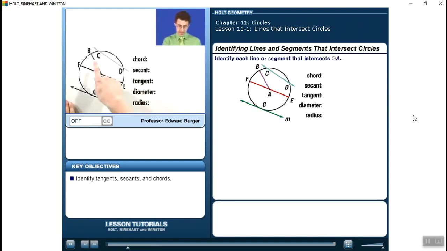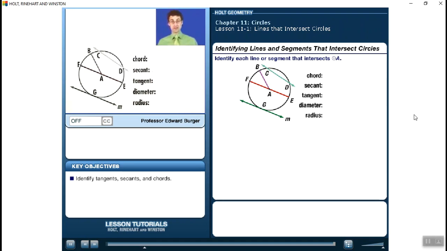So here I've got a circle A. That means it's a circle centered at A and drawn this way. So A is the center. And I've got all these lines: a red line, a purple line, a green line, and a teal line. And the question is, there are all these different vocabulary words. There's the chord, the secant, the tangent, the diameter, and the radius.